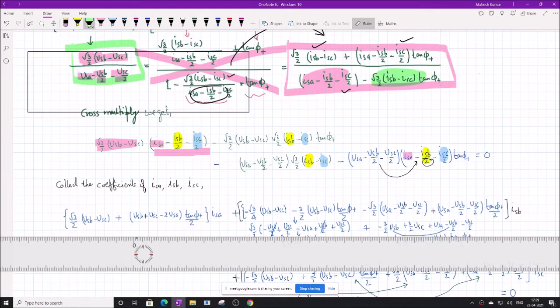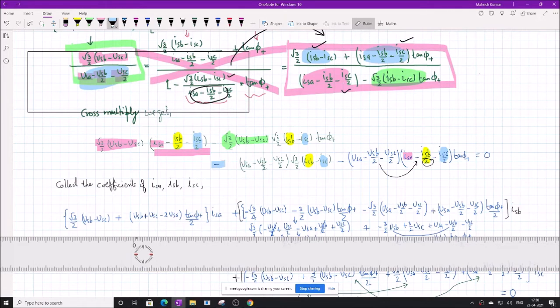So again, root 3 by 2 (BSB minus BSC) into root 3 by 2 (ISB minus ISC) into tan phi plus. You can see it here, tan phi plus. Then minus this factor into this factor, and this factor into this factor, with a minus sign, because we have to bring it on the left hand side.